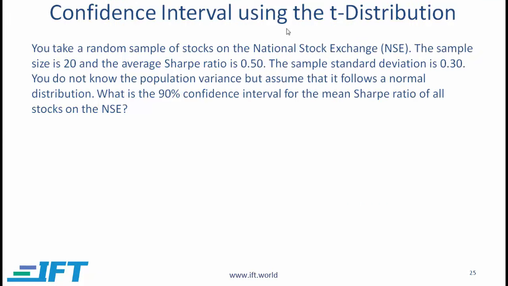Confidence interval using the t distribution. So let's look at an example which is similar to what we saw earlier. You take a random sample of stocks on the National Stock Exchange. The sample size is 20, so now we have a smaller sample size. The average Sharpe ratio is 0.5. The sample standard deviation is 0.3. You do not know the population variance, but assume that it follows a normal distribution. What is the 90% confidence interval for the mean Sharpe ratio of all stocks on the National Stock Exchange?